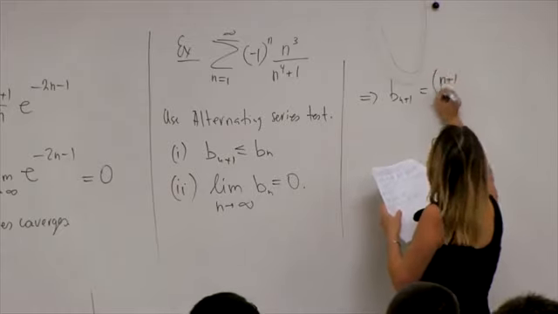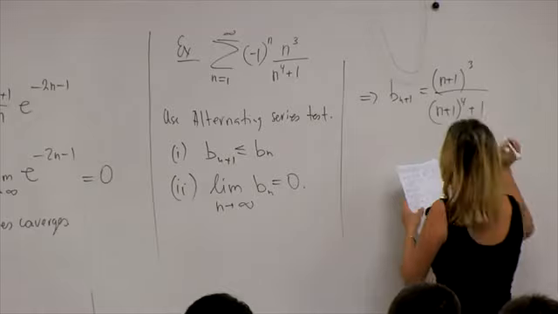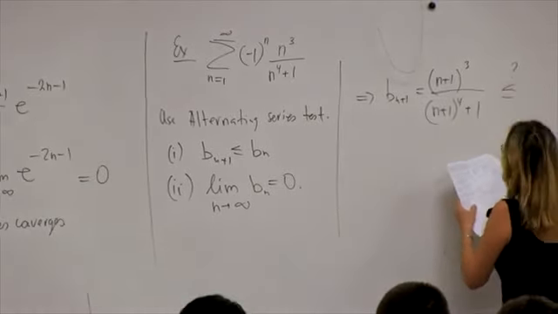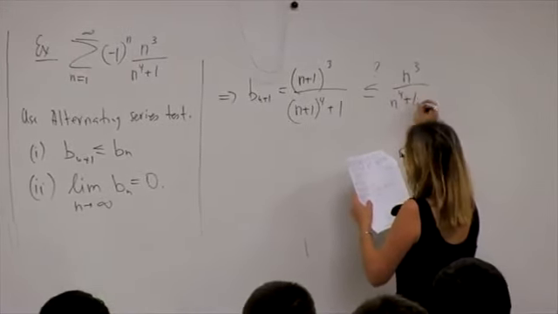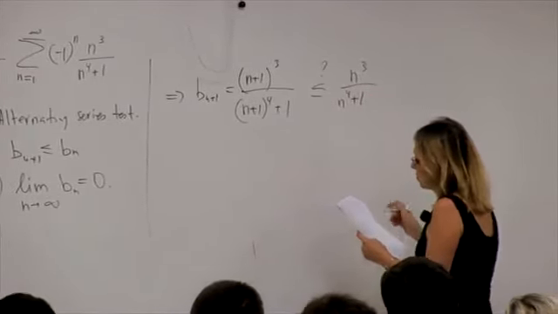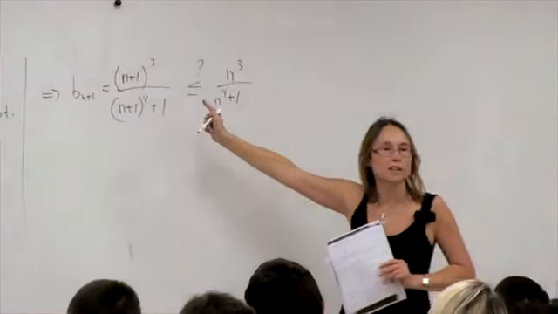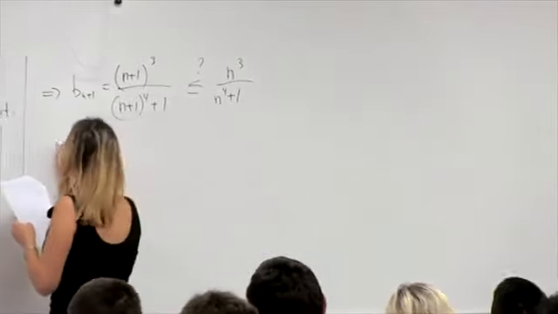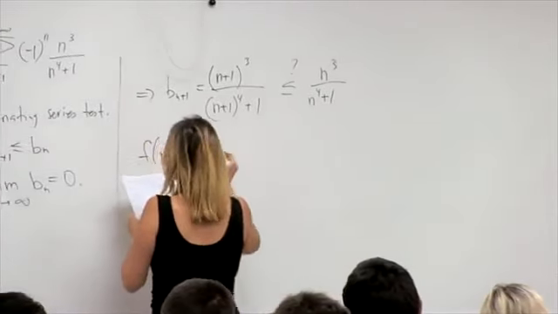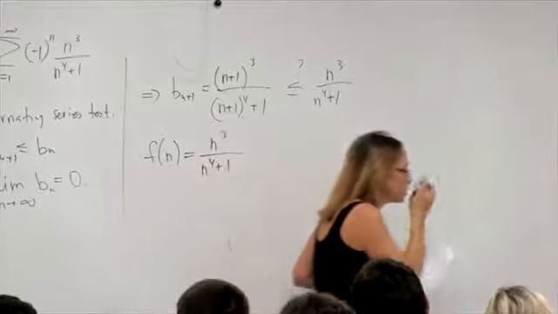(n+1)^3 divided by (n+1)^4 plus 1. So I want to know whether it's less than or equal to n^3 over n^4 plus 1. This is a little bit difficult to argue just by comparing the terms. What I'm going to do instead is look at the function, which is just this, and see if I can prove that the derivative is negative, then that does the job.